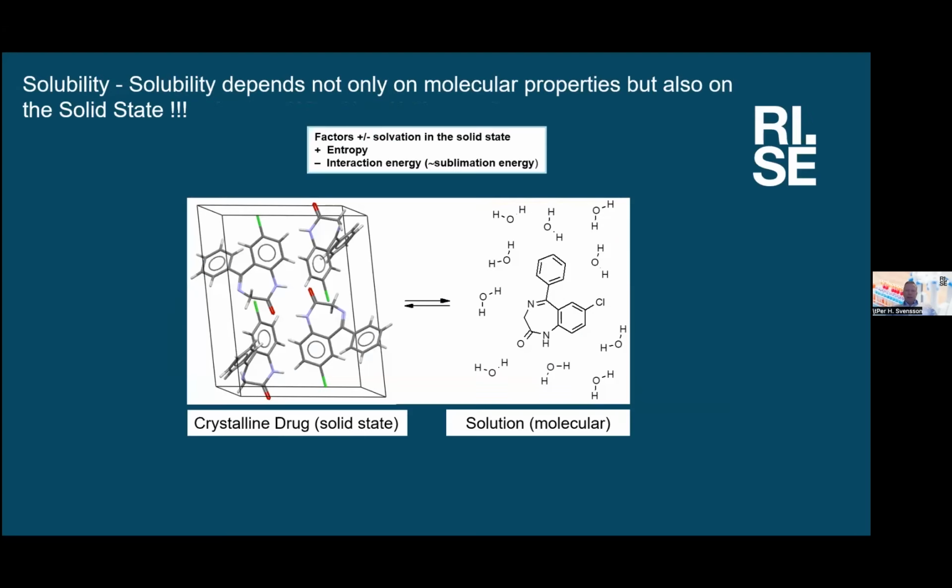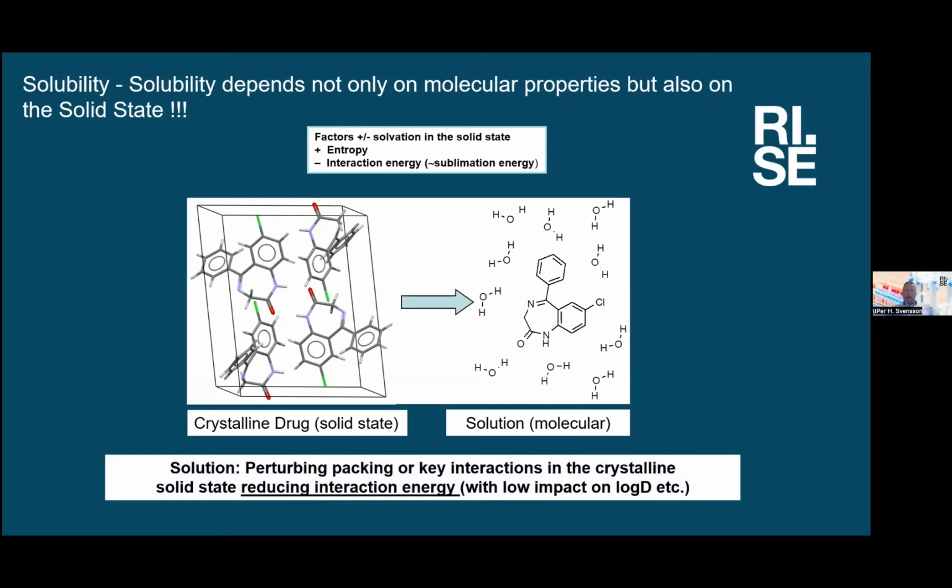Next practical example deals with intrinsic solubility and solubility improvement. If we look at the solubility from a solid state point of view, there are 2 factors affecting the solubility: the entropy that has a positive effect on the solvation, while the interaction energy has a negative effect. So what can we do to reduce the interaction energy to increase the solubility? The solution that we introduce is a methodology where we perturb the packing or key interaction in the crystalline state to reduce the interaction energy.